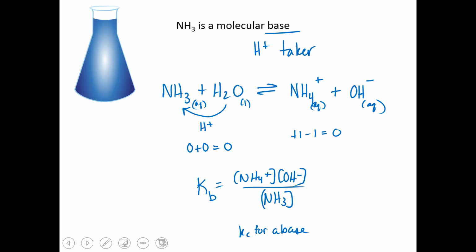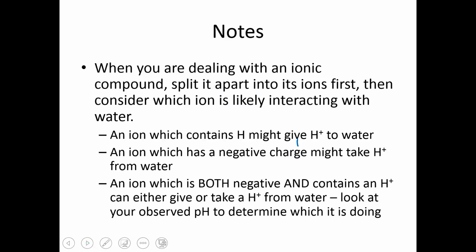So we have just written a Ka expression and a Kb expression. Notice they look kind of similar. There's two things on the top, one thing on the bottom. That's a pattern you will notice. So now let's look at some of these ionic compounds. So when you're dealing with an ionic compound, it's important that you split your ionic compound into ions first. So consider what ions are actually present when you dissolve this in water, and then consider which ion is likely acting as the acid or the base, depending on what pH you noticed.